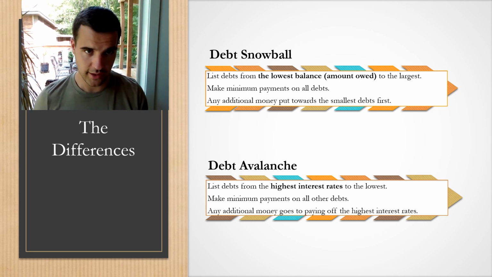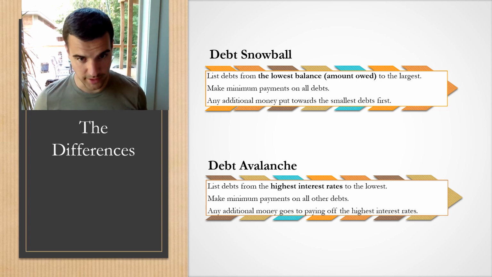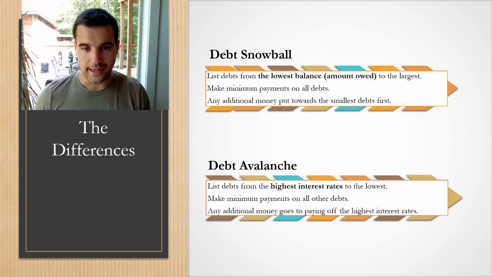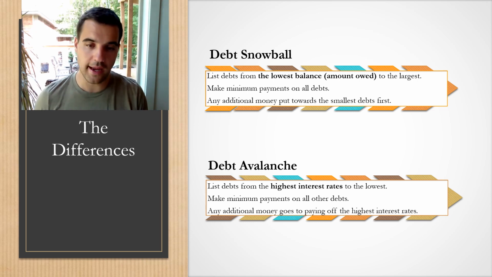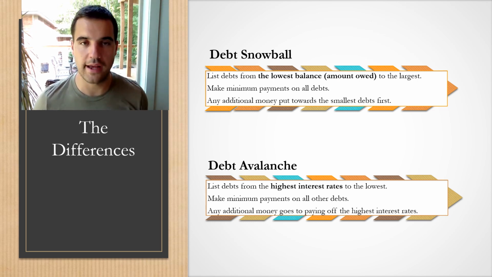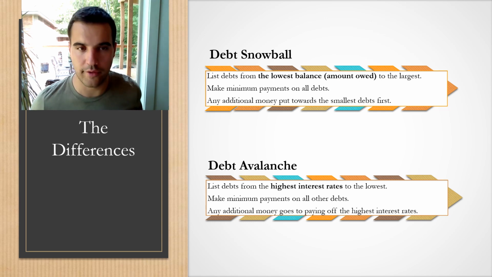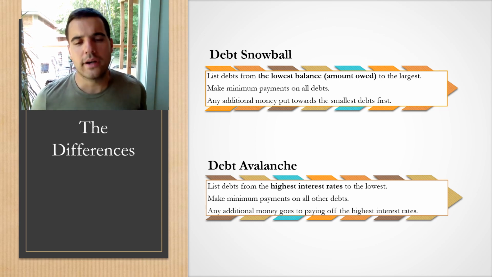So debt avalanche: disregard balance, focus on interest, minimum payments on all other debts. Any additional money that you earn in your budget or save in your budget goes to paying off the highest interest rate loan first. So where do these match up?